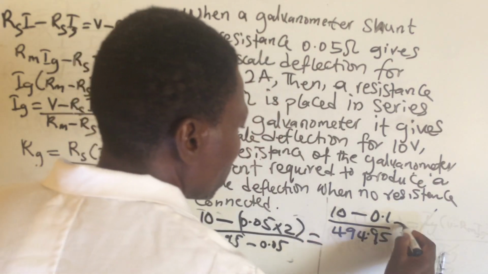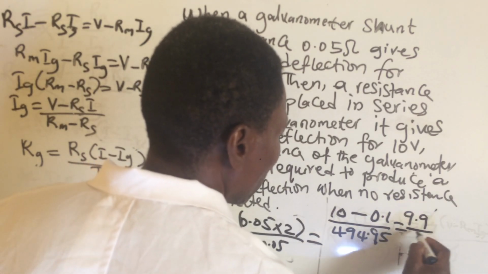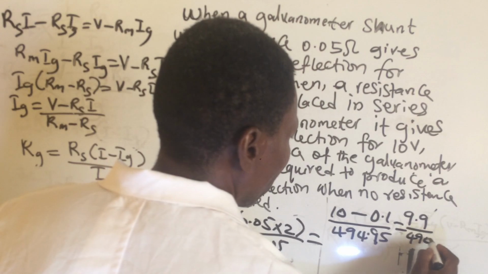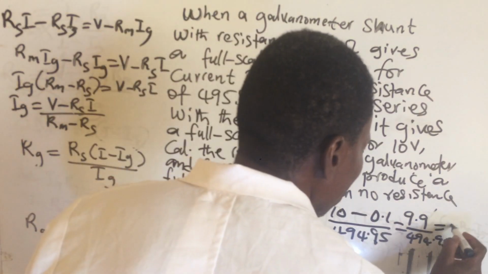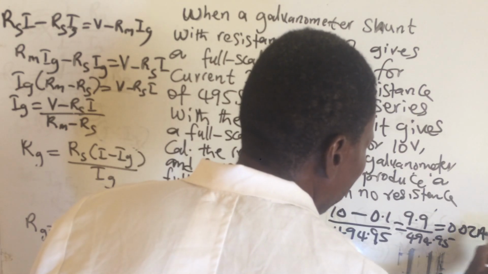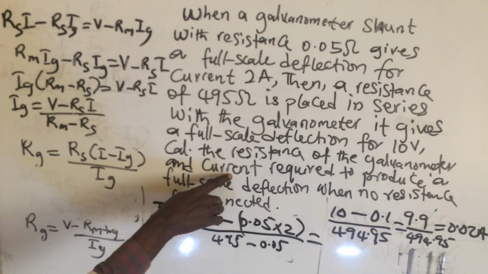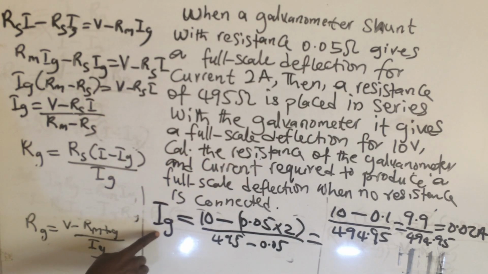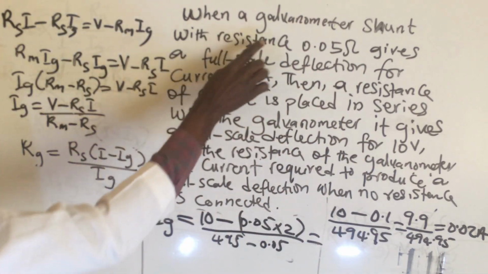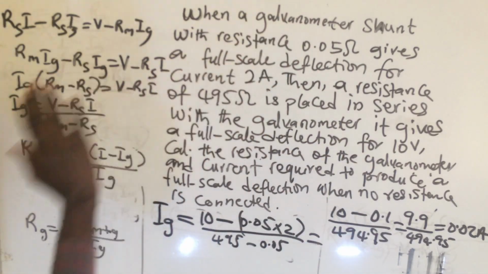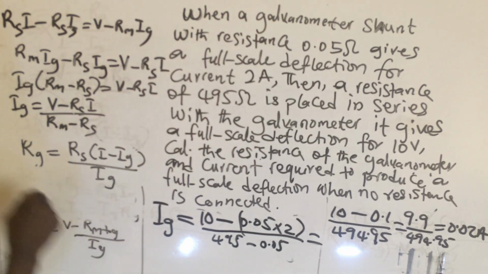495 minus 0.05, which is 494.95, when we subtract. So we have 9.9 all over 494.95. The answer is 0.02 ampere. So we have succeeded in calculating the current they say we should calculate here. The current is 0.02 ampere. That will be the current that will give full deflection to the galvanometer when there is no resistance attached to it, apart from the resistance of the galvanometer, which we will calculate now.